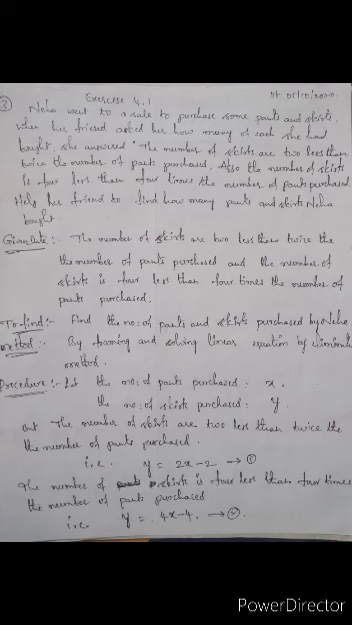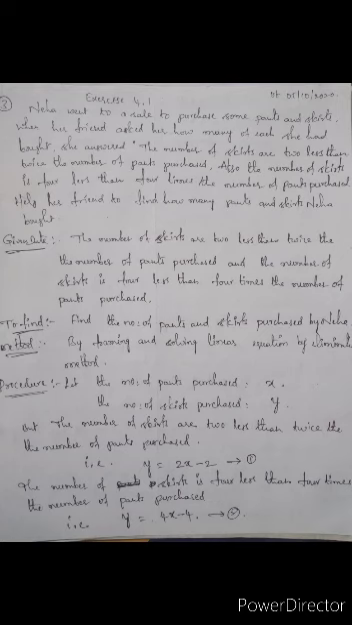Procedure. We don't know how many pants were purchased, how many skirts were purchased. So the number of pants purchased by Neha is x, because we don't know how many pants she purchased. The number of skirts purchased is y, because we don't know the number of skirts either. So that's why we called it y.